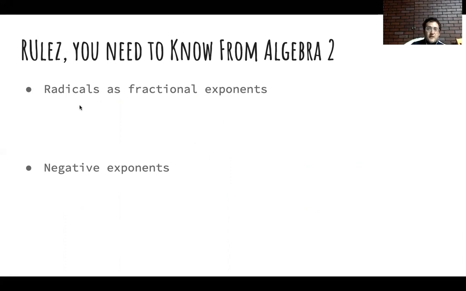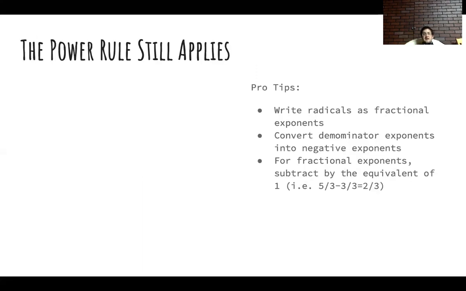A lot of times people struggle on those more difficult power rule examples just because they haven't totally gotten those fractional exponents and negative exponents from those Algebra 2 days. A few tips: make sure you are writing radicals first as fractional exponents, and make sure you are converting your denominator exponents into negative exponents.